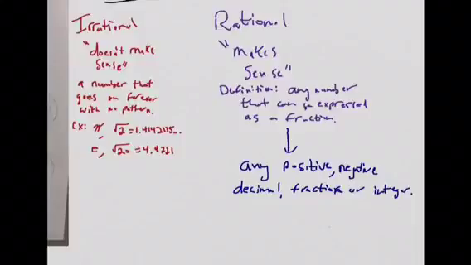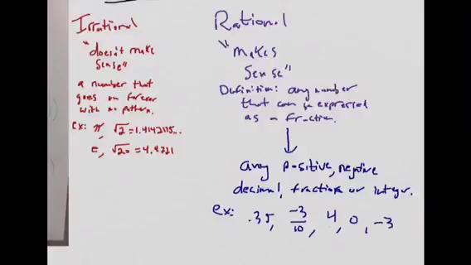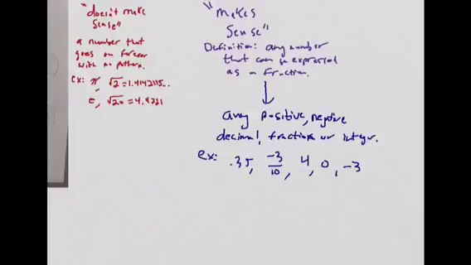So some examples are negative 0.35, negative 3 over 10. You can basically just think of any number here. 4, 0, negative 3. Now here's, I think, where most people got tripped up.